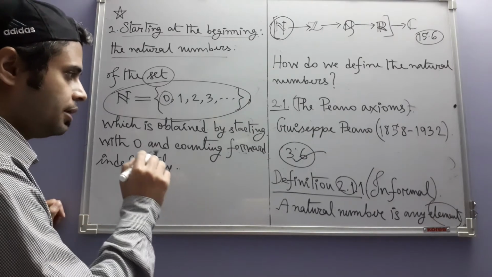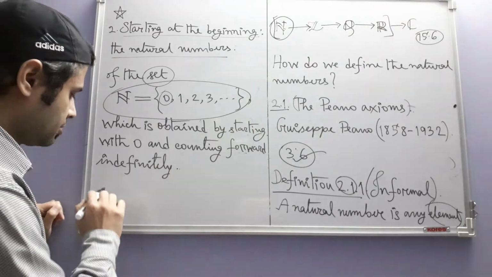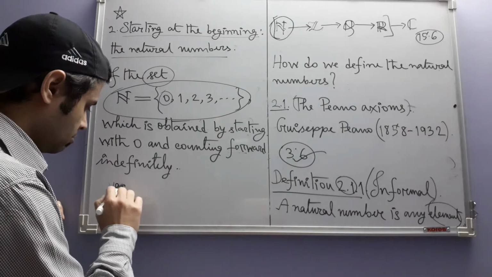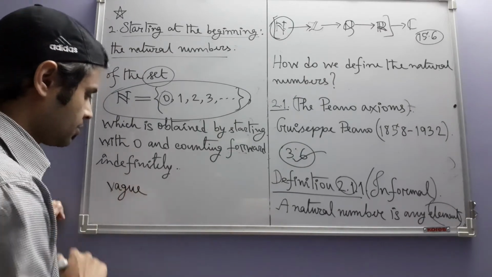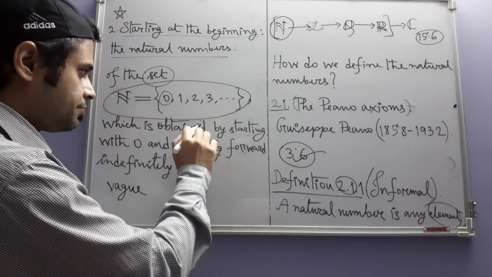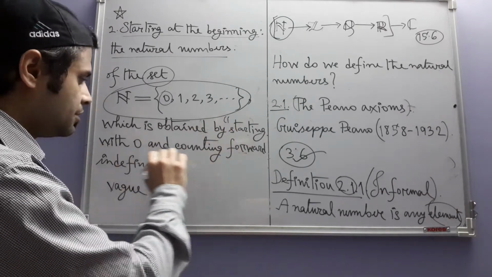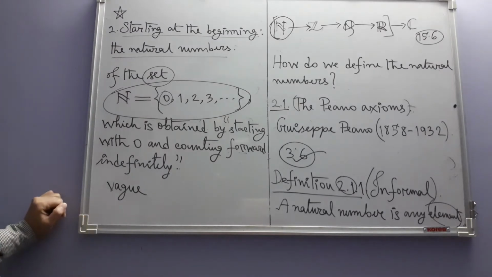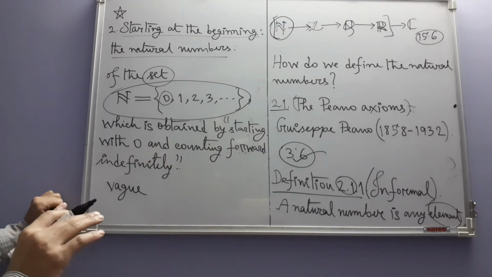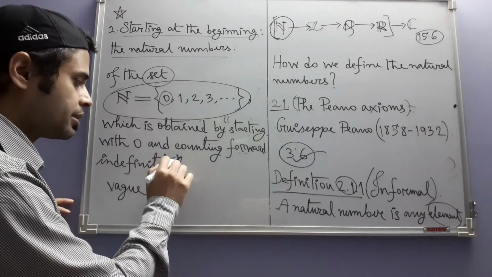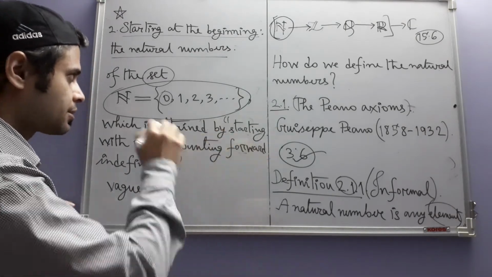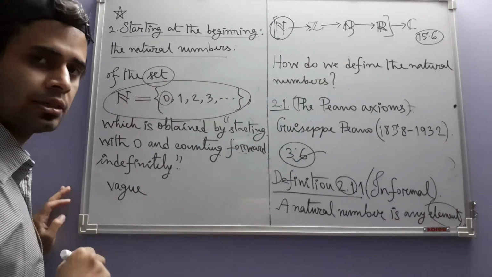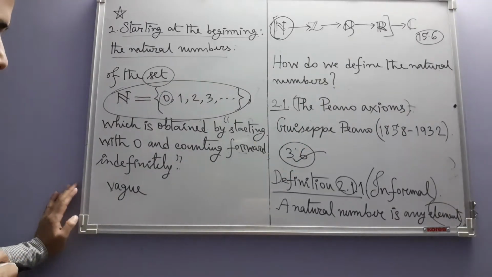You see, it has vague terms. For example, starting with 0 and counting forward indefinitely. What do I mean by this? It's not mathematical. It's not mathematically precise. I have to say exactly what I mean by starting with 0 and counting forward indefinitely. That is one difficulty.